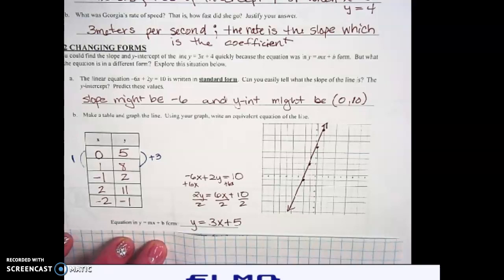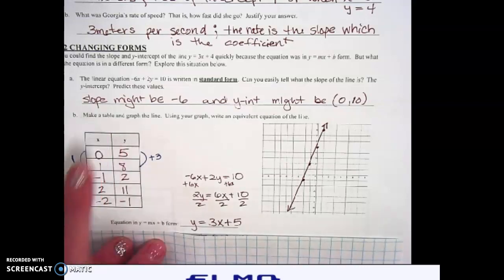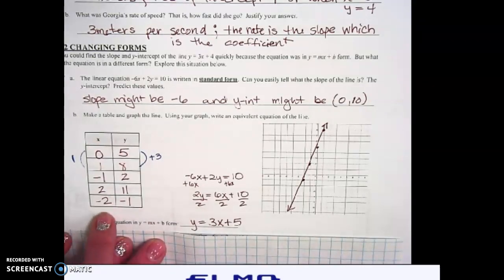Now it's in what we call slope-intercept form. Okay, the y is by itself. There's a coefficient in front of x, and there's a number being added or subtracted at the end. That's slope-intercept form. Okay, once you have it in slope-intercept form, you can also fill out a table.